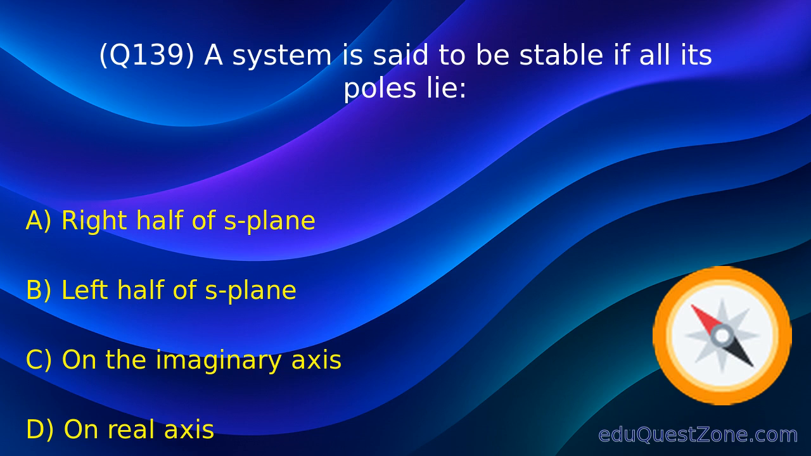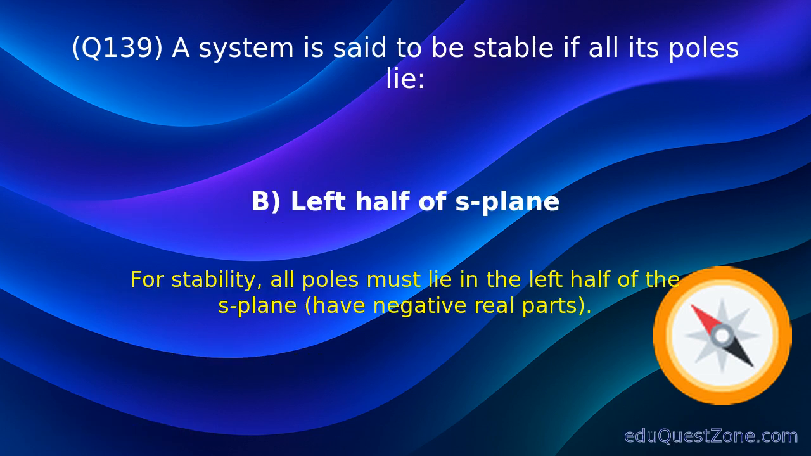Question 139. A system is said to be stable if all its poles lie... Option B, left half of the s-plane. A stable system has all poles in the left half of the s-plane.